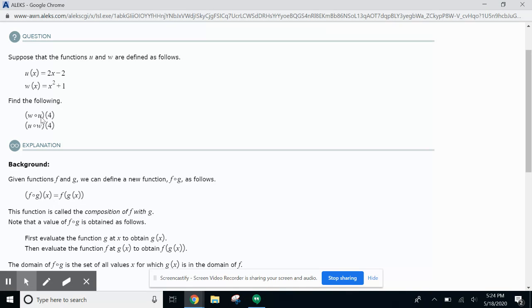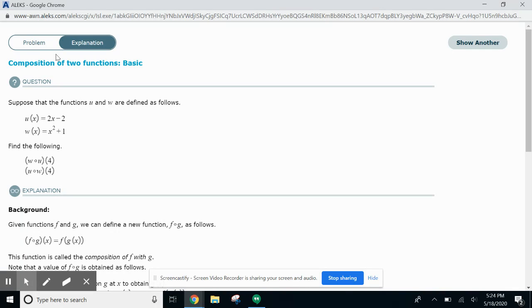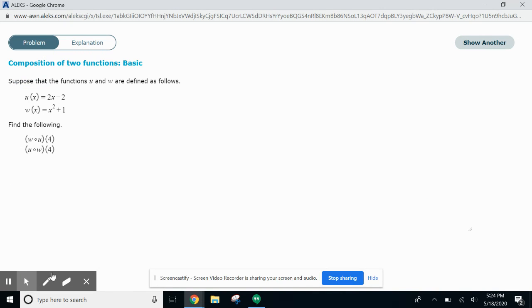So that means on this first one, we want to plug in 4 into u, then plug it into w. On the second one, plug in 4 for w, then plug that answer into u. So we're going to have two different answers at the end. Okay, f of g of x and g of f of x. All right. So I won't show the answer. I'll go back here. So now I'll have two different colors.